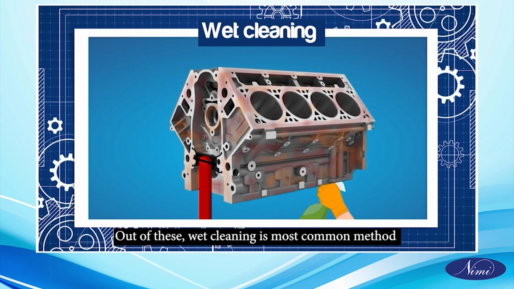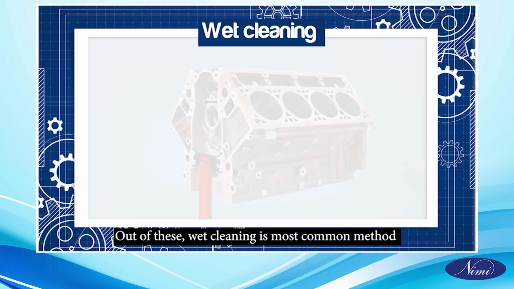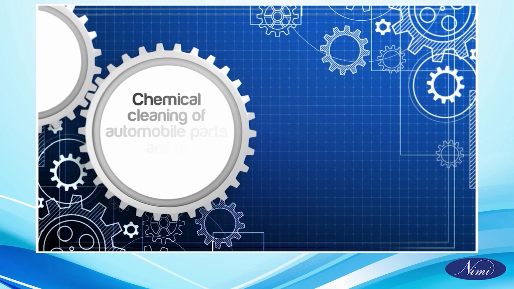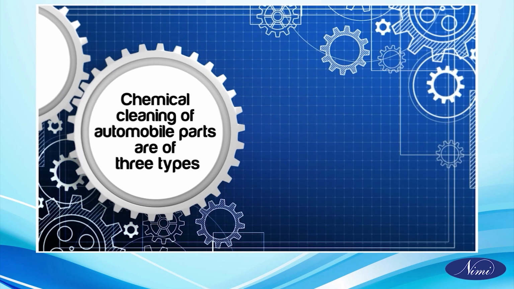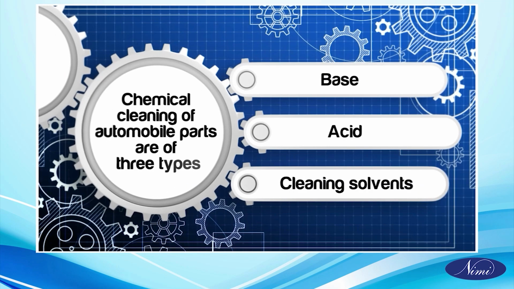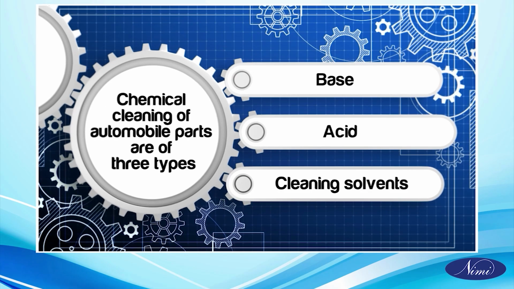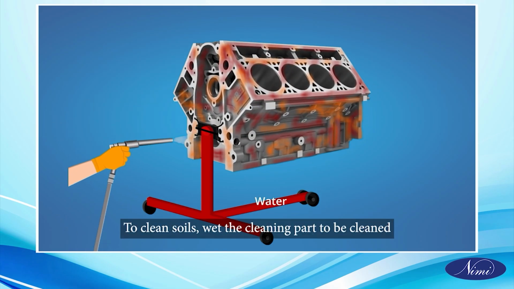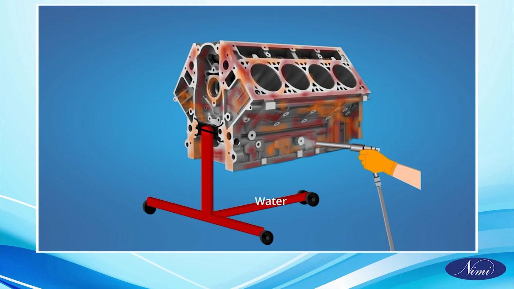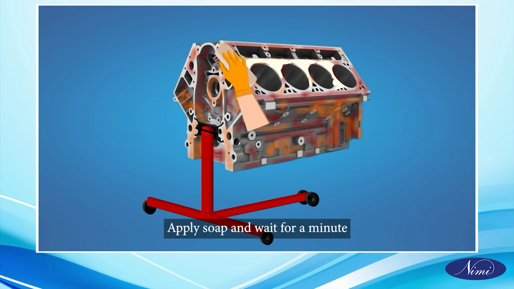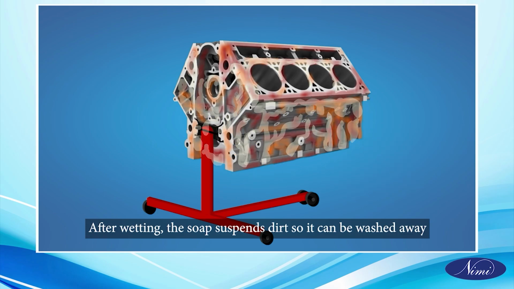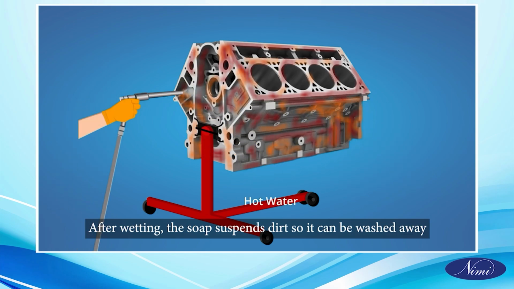Out of these, wet cleaning is the most common method to clean the engine, which is chemical cleaning. Chemical cleaning of automobile parts is of three types: base, acid, and cleaning solvents. To clean soils, wet the part to be cleaned. Apply soap and wait for a minute. After wetting, the soap suspends dirt so it can be washed away.